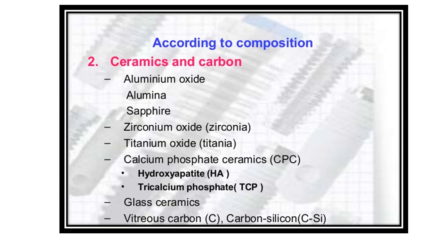Now let's move to the non-metallic implant materials, which include ceramics and carbon. There are a variety of ceramics and carbon like aluminum oxide, sapphire, zirconium oxide, and titania. Then the calcium phosphate ceramics. A lot of research has been done on these materials, and they include hydroxyapatite and tricalcium phosphates. As you all know, hydroxyapatite is the main inorganic component of bone and tooth. Then glass ceramics, vitreous carbon, and carbon.